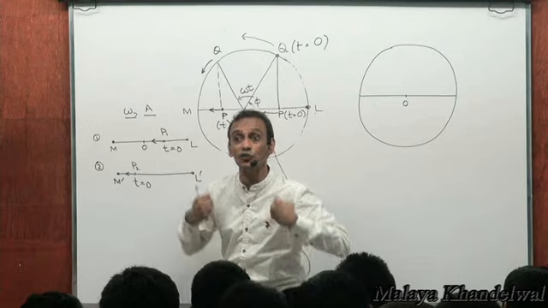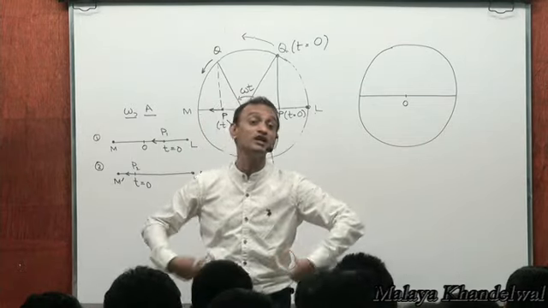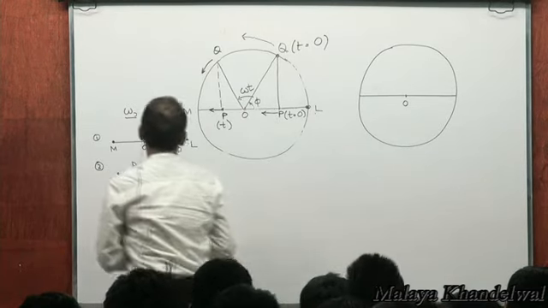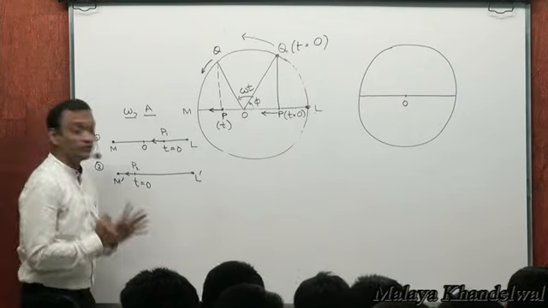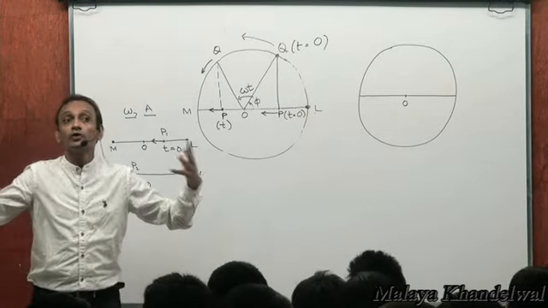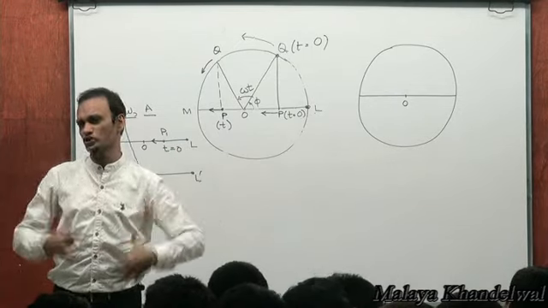That means at time t equal to 0, where was the first oscillator? At time t equal to 0, where was the second oscillator? That is where we end up deploying the concept of phase difference between these two oscillations.